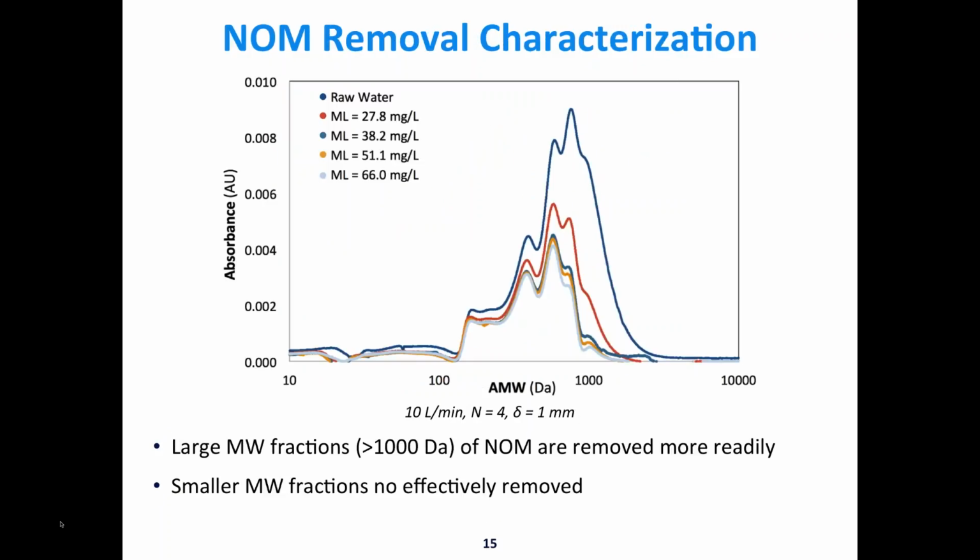In general, we saw that larger molecular weight fractions of NOM are removed more efficiently with electrocoagulation, and this is a phenomenon that's been widely published in prior research, and that smaller molecular weight fractions were not effectively removed. So again, if you look closer to 100 Daltons, you can see that there isn't a large difference in removal, whereas up by 1,000 Daltons, there's a great amount of reduction in NOM.